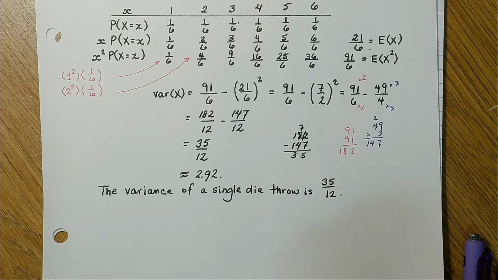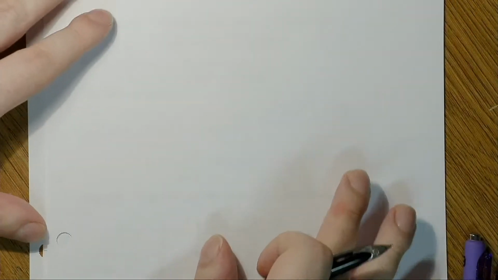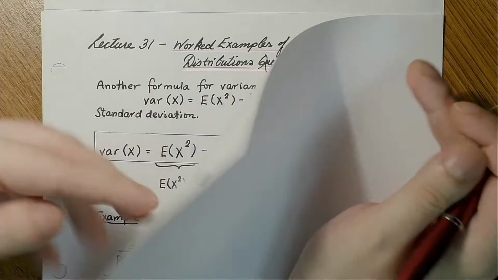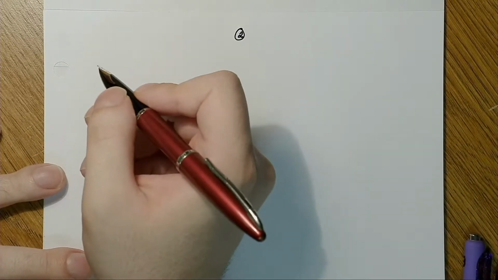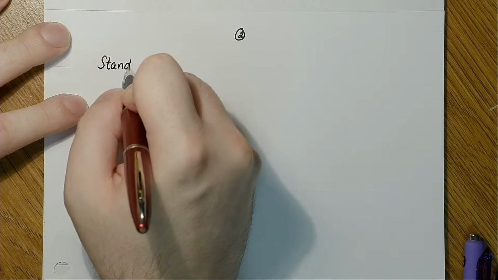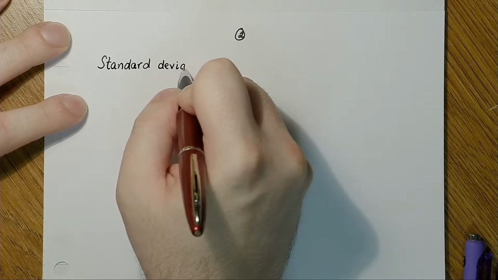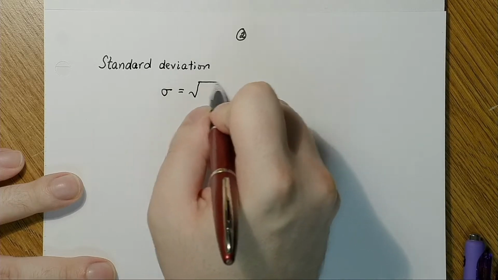Now, if we would like to know the distance between the random variable x and the expected value of x, then we can take the square root of the variance, and this is called the standard deviation. So let me just grab a piece of paper. Here's number 2. So here's the standard deviation. You can think of it as just the square root of the variance.